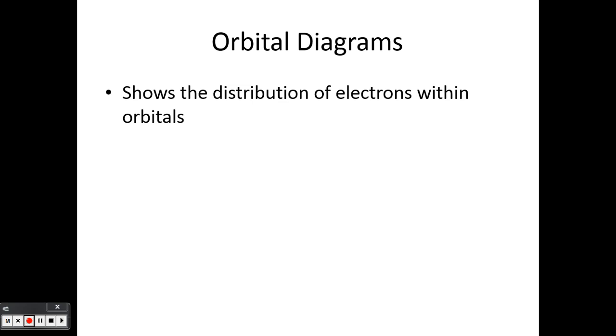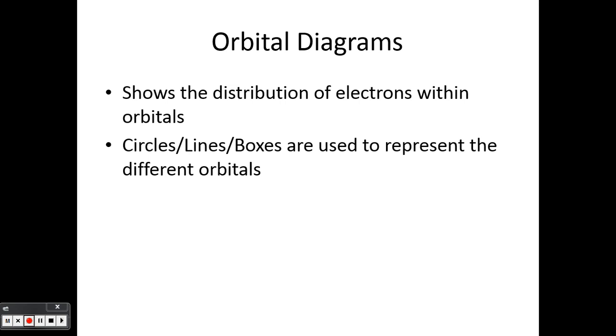Okay? So, an orbital diagram. We use circles or lines or boxes to represent the different orbitals. Different textbooks will present them different ways. I'll kind of use a variation of these different things just to give you guys an idea that it really is the same thing.